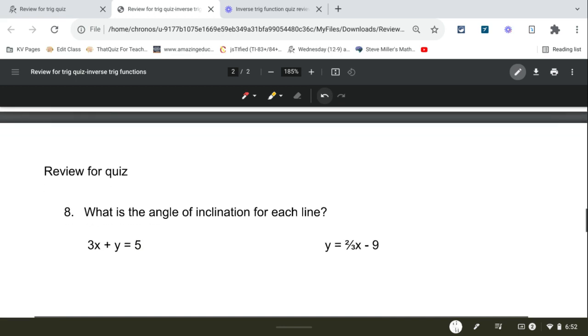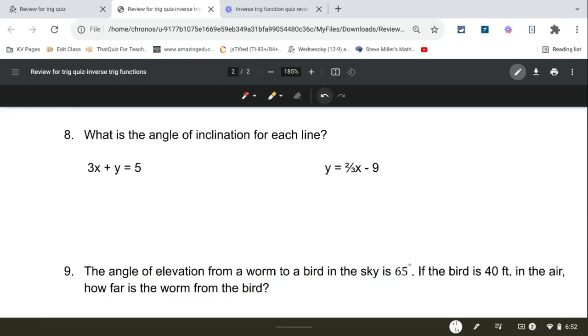Do we have time for one more here? Yeah, we'll go ahead and do number 8. What is the angle of inclination for each line? When you have a line that has positive slope, the angle of inclination is just tangent inverse of whatever the slope is. So for this one right here, because the slope is positive, I would do tan inverse of 2/3, and this is going to give me that angle of inclination. It comes out to 33.69.